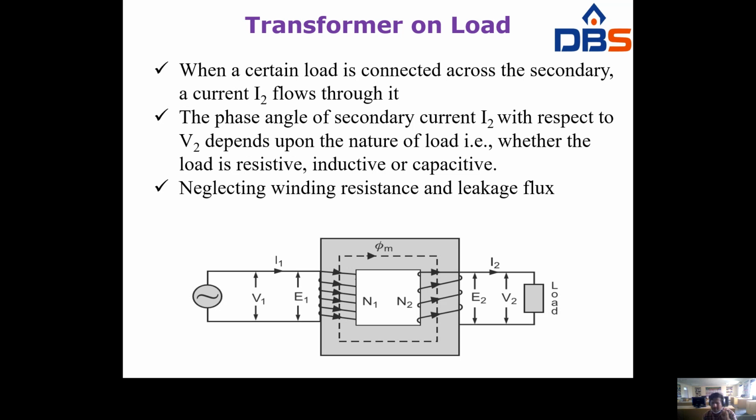If it is a resistive load, what is the angle between the secondary voltage and secondary current? For a resistive load, voltage and current are both in phase with each other. The phase angle is 0 degrees. That is nothing but unity power factor, right? So both are in phase.